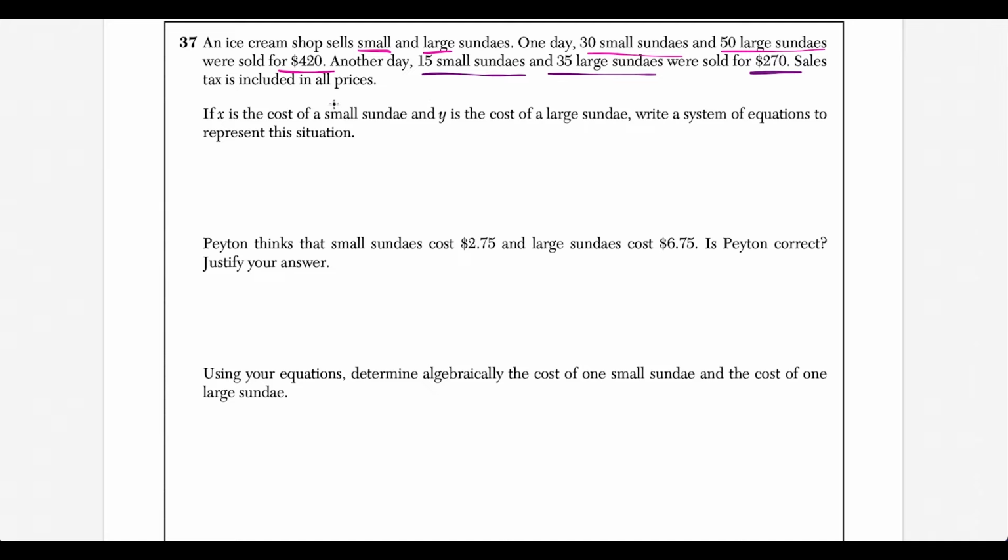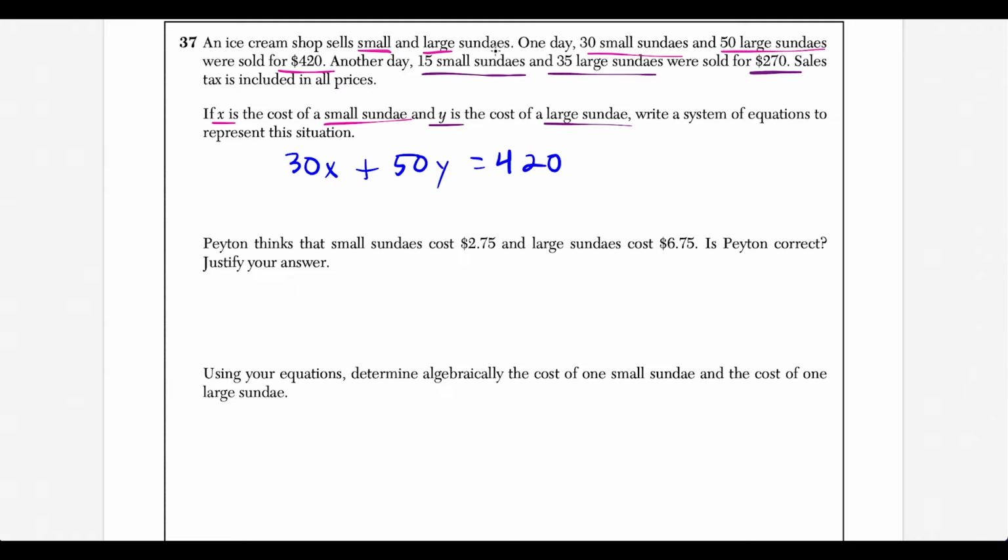And now what we have here is if x is the cost of a small sundae and y is the cost of a large sundae, we need to write a system of equations to model this situation. So to model this situation, x represents the cost of a small sundae. Since 30 small sundaes were sold, if we do 30 times x, that'll tell us how much money was made with small sundaes. Plus, the large sundaes, 50 of them were sold. So that's 50 times y, and the total amount of money made for those on that day was $420. So this is our first equation.